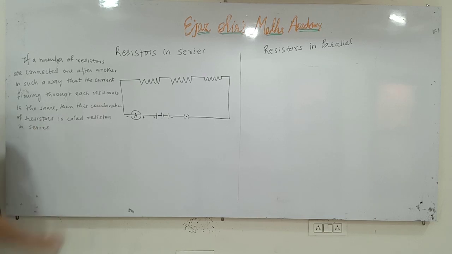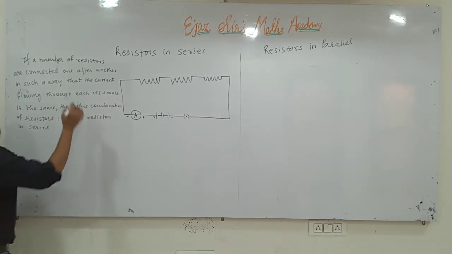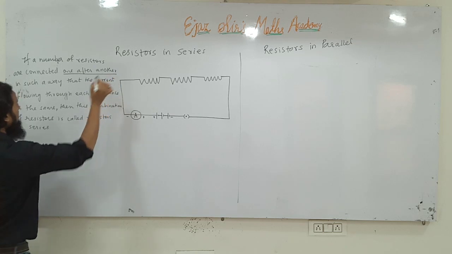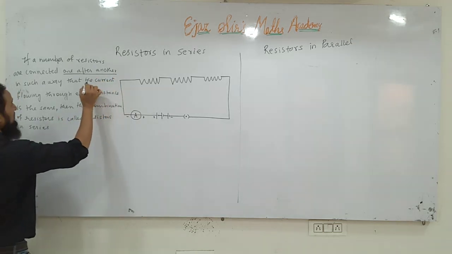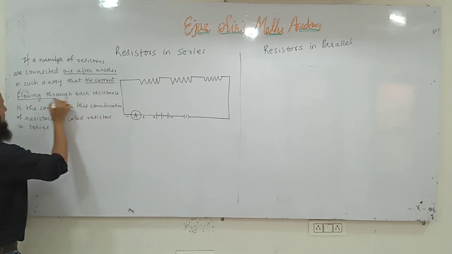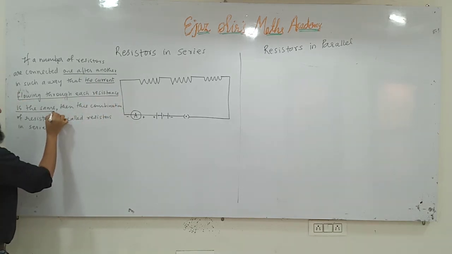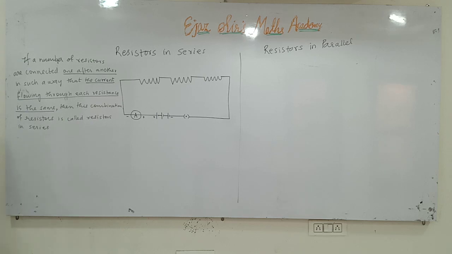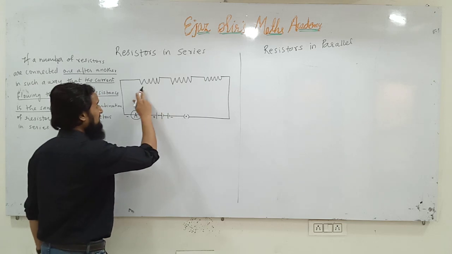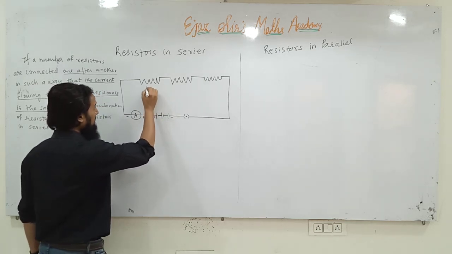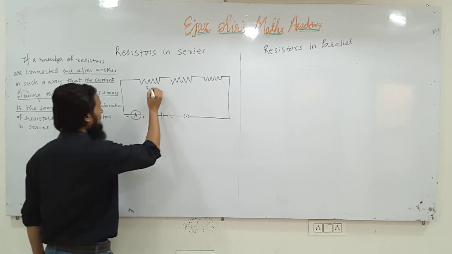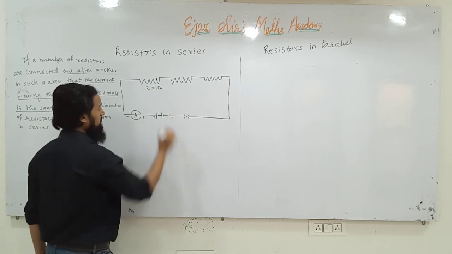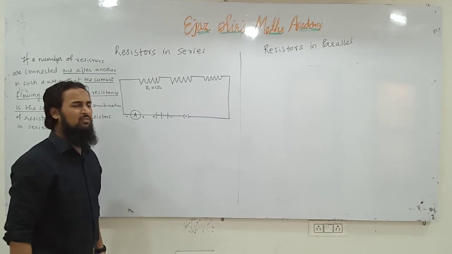So which are the two important points in this definition? Number 1, the resistors are connected one after another, and number 2, the same current flows through each resistor. Now see, this is the resistance R1. Let us suppose it has value only 1 ohm. The value of the resistance is 1 ohm only.